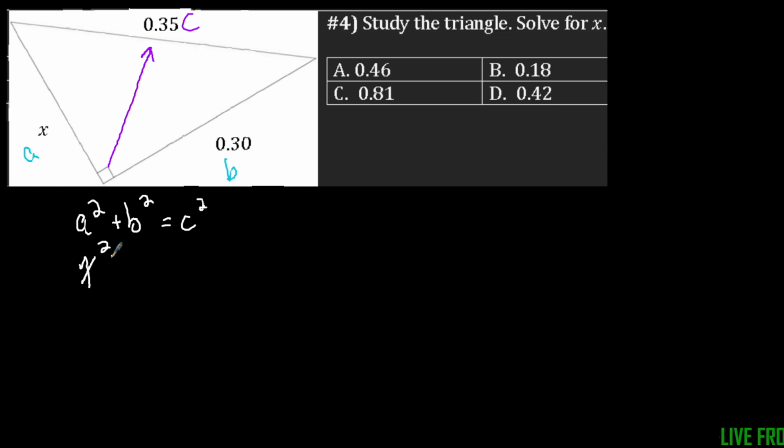So I have x squared plus 0.3 squared, or 0.30 squared, equals, and then we have 0.35 squared. So we're going to say, okay, let's go to our calculator to simplify what those values are.